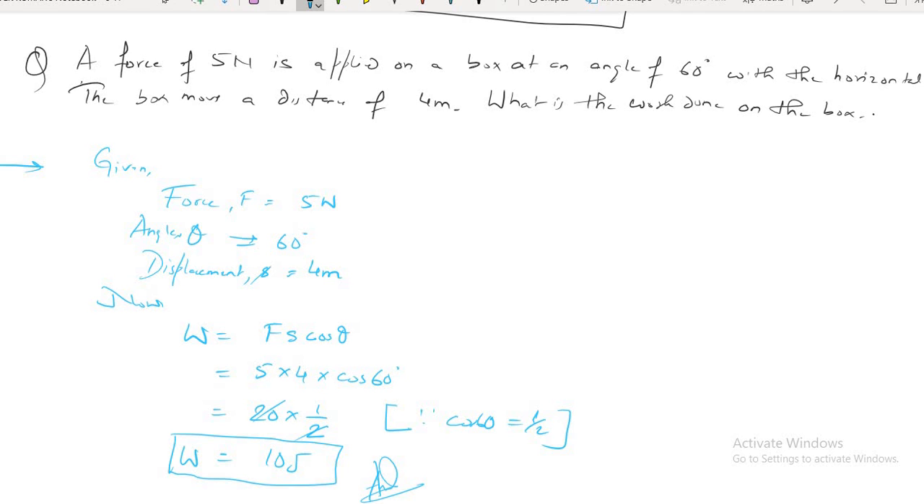So this is the procedure for how work due to oblique forces comes in your examination. A very easy, simple question. You just have to remember the formula and apply it carefully.